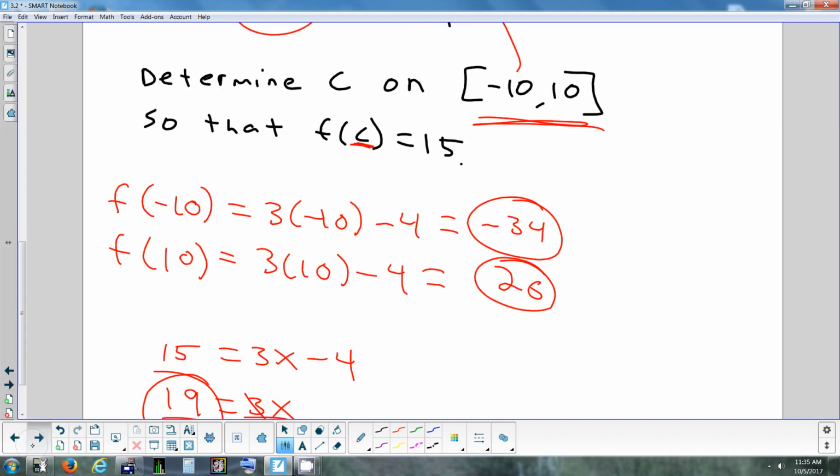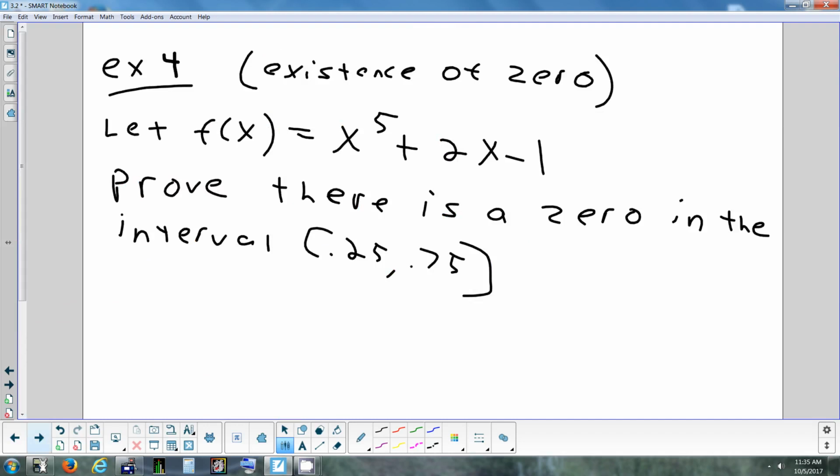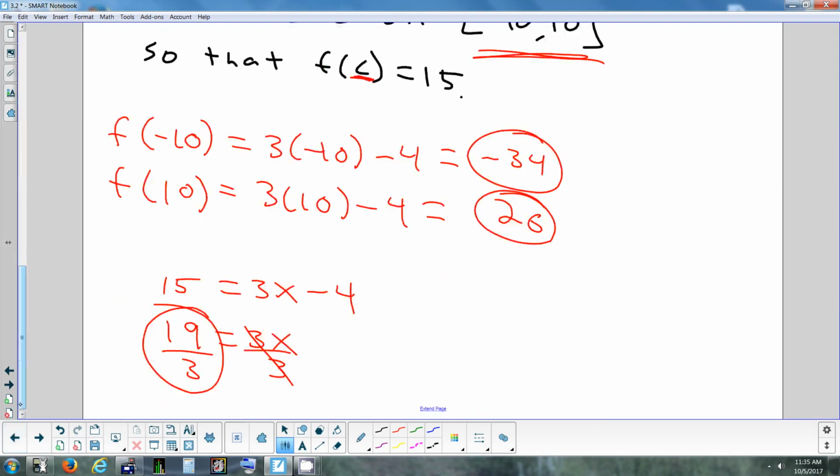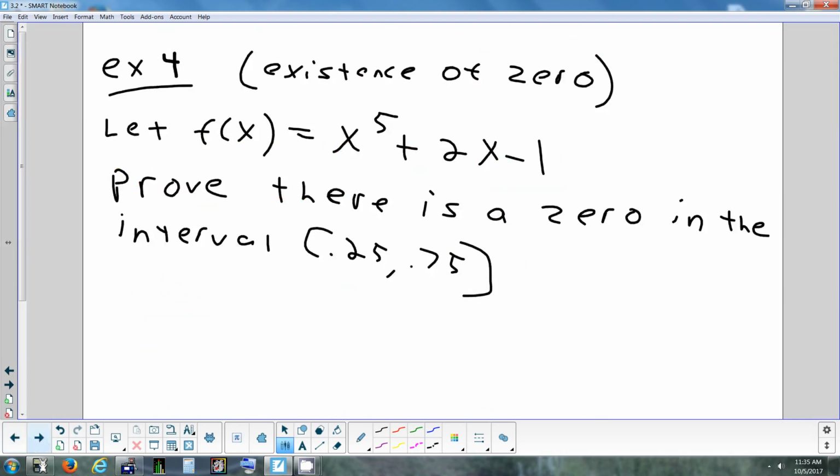Okay, let's try this one. This one, I want you to basically prove that that graph is going to cross the x-axis somewhere between 0.25 and 0.75. I don't care where it crosses the x-axis. All I want you to do is prove to me that it does somewhere.